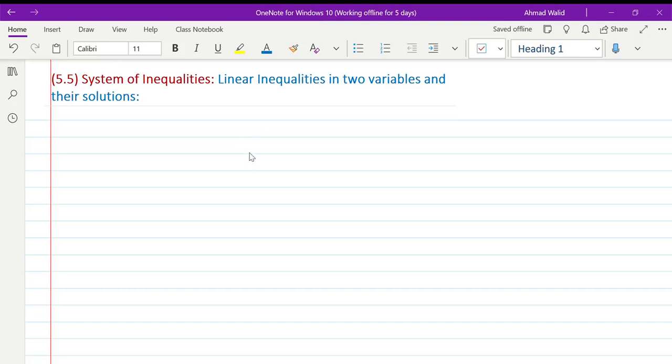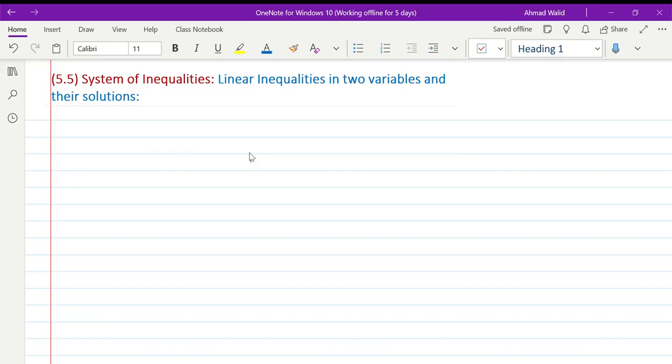Hello all, let's start section 5.5. 5.5 is System of Inequalities. Before, we solved linear inequalities. I'll do again a review of it to bring back everything we discussed before about inequalities.